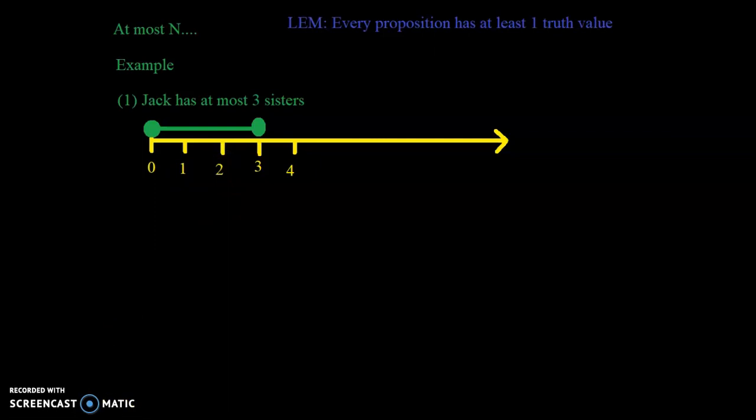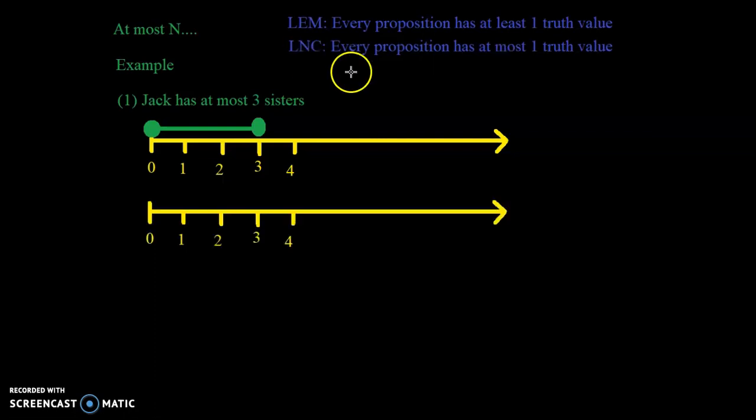So let's go ahead and do this analogously with the law of non-contradiction. Recall that the law of non-contradiction, LNC, asserts that every proposition has at most 1 truth value. So on analogy with this at most clause, what's ruled in and what's ruled out by the law of non-contradiction's at most 1 assertion? Pause now.